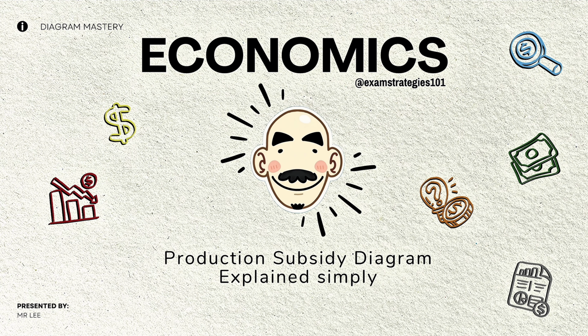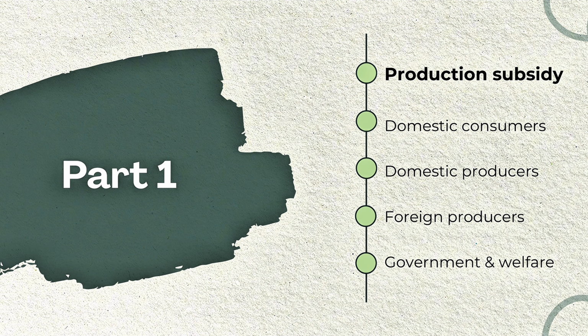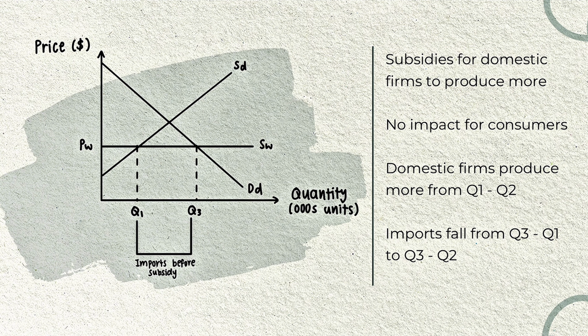In this video, I'll be explaining to you production subsidies simply. This subsidy effectively gives money to the local domestic producers to produce more. And to illustrate this, SD shifts to the right from SD to SD plus sub, and the distance between the two lines is the subsidy.